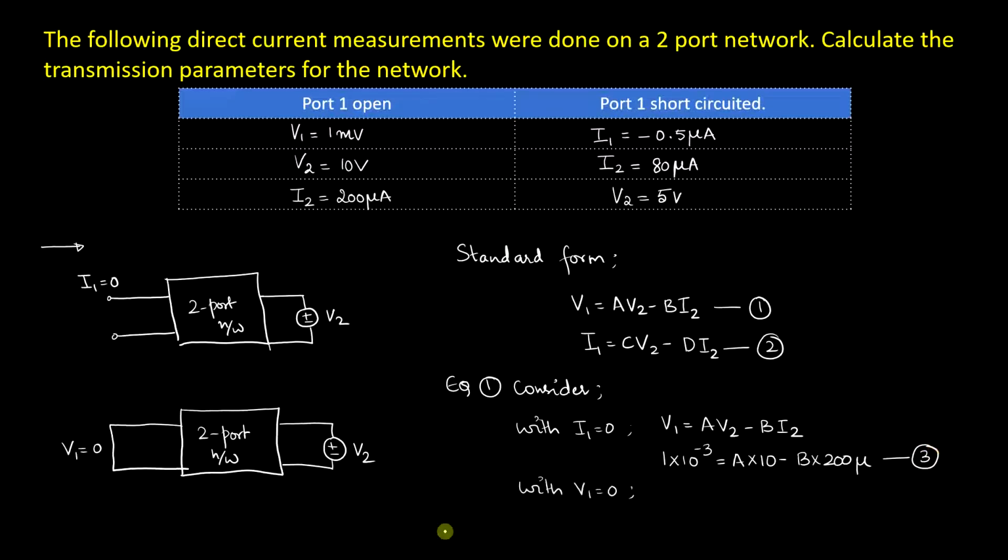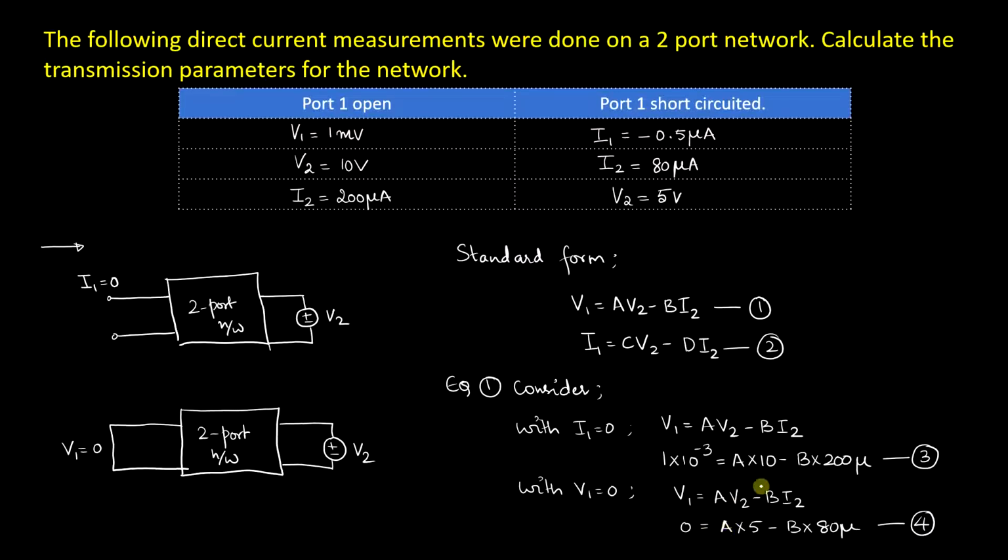Now if V1 is equal to 0, you have to consider the parameters of the short circuit. So you have equation as V1 equal to A V2 minus B I2, right? So V1 is equal to 0 means you have to consider 0 here. A into V2, V2 is 5 for the short circuit and I2 is 80 micro. Name this as equation number 4. So now this equation number 4 gives you a relationship between A and B. Substitute this in equation number 3 and find out the value of A and B.